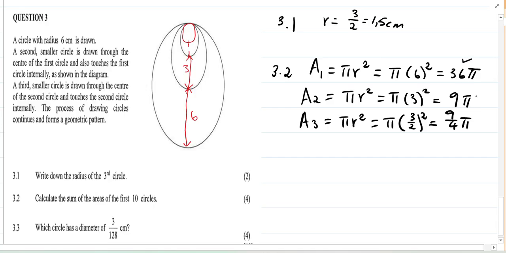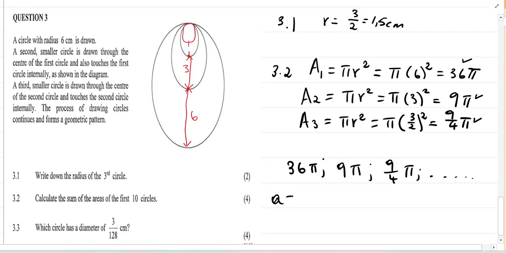So this is our T1, T2, T3. So let me write it down so that it can be clear. T1, T2, T3. It continues. The question says calculate sum of the areas of the first 10 circles.